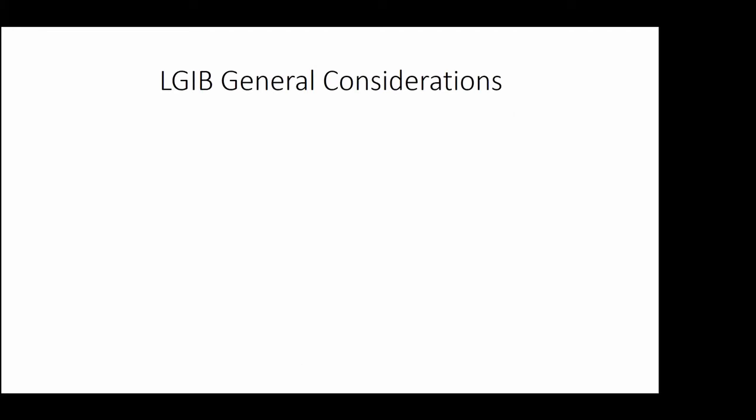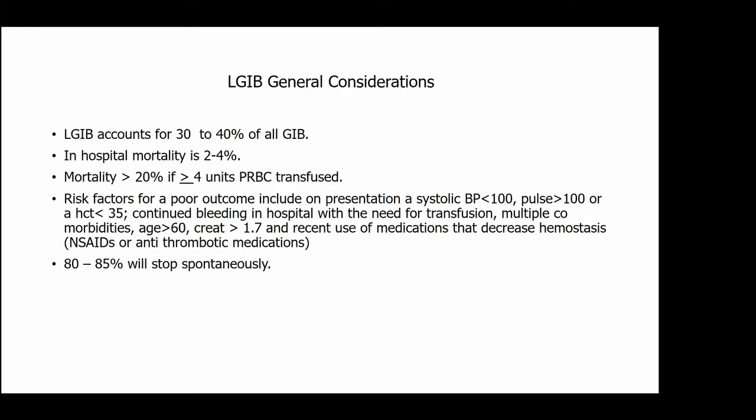So now let's talk about some general lower GI bleeding considerations. Lower GI bleeding accounts for approximately 30 to 40% of all GI bleeding. The in-hospital mortality is generally between 2 and 4%. This compares to the in-hospital mortality of about 10% with an upper GI bleed. However, the mortality is greater, less than 20%, if greater than 40 units of packed cells are transfused.